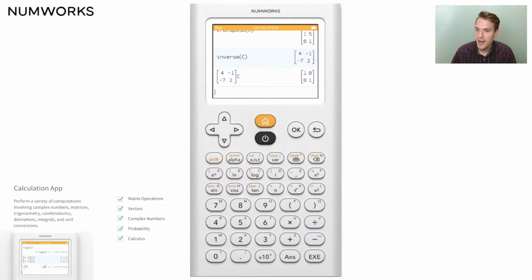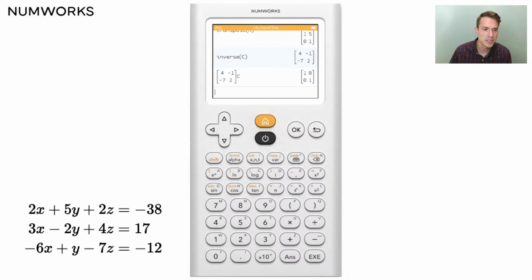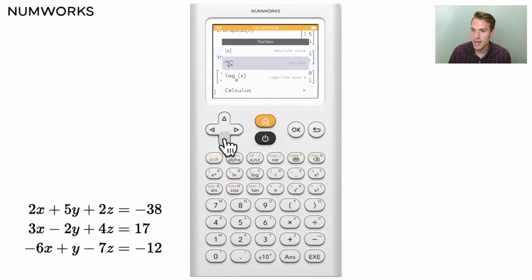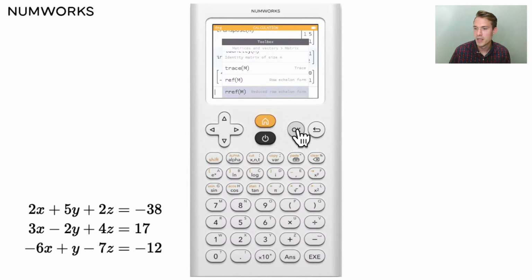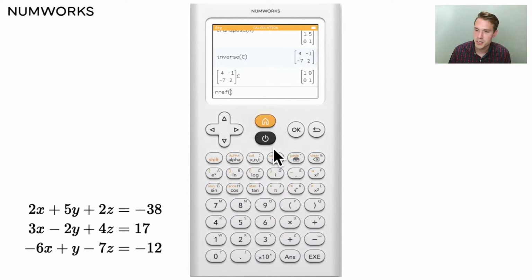All right. Finally, we can use a matrix to solve a system of equations. So I'm going to pull up a system of equations here and use my reduced row echelon form of a matrix to find the solution. So if we go back into the toolbox and we go to matrices and vectors and we go into the matrix menu, that very last option was our reduced row echelon form. So I can grab that function and I'm going to input a new matrix here.